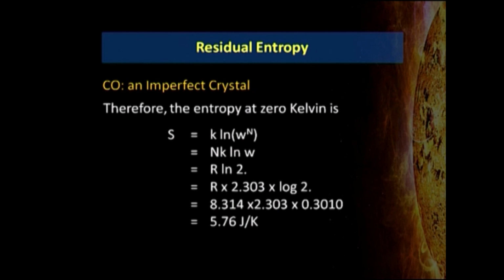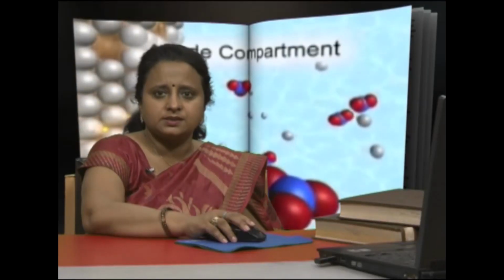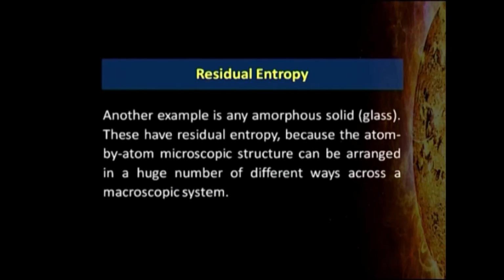Another example is any amorphous solid like glass. These have residual entropy because the atom by atom microscopic structure can be arranged in a huge number of different ways across a macroscopic system. With this, we come to the end of this unit, the second part of thermodynamics. In the end, let us revise what we have learned in this unit.